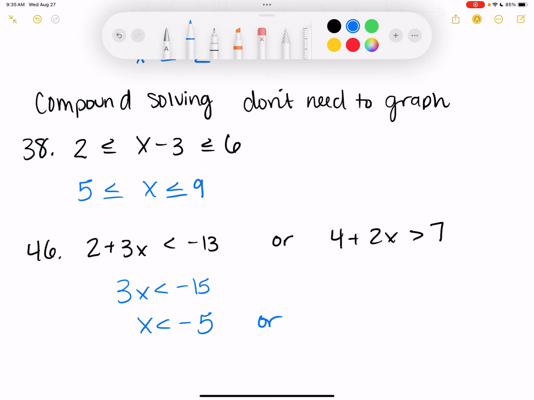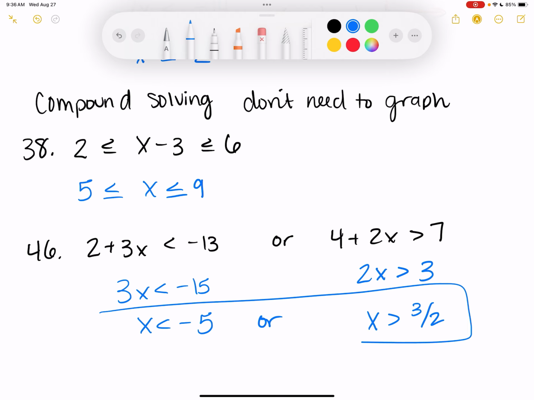Now I want to make sure that my final answer has or between it, so I'm going to go ahead and write it so I don't forget. Over here on the other one, 2x is greater than, subtract the 4, 3. So then x is greater than 3 halves. So that would be your answer on that one.